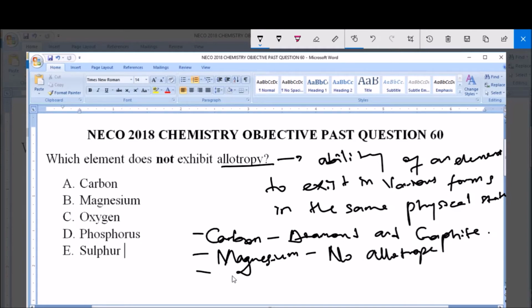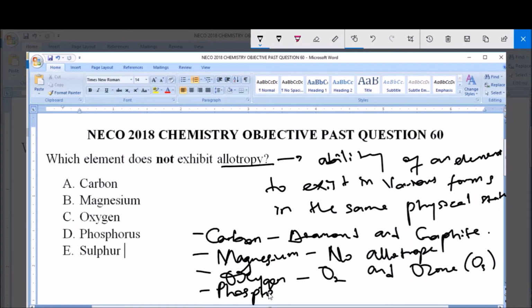Option C says oxygen. Oxygen exhibits allotropy. It has allotropes: the normal oxygen O2 and ozone O3. Now option D says phosphorus. Phosphorus also exhibits allotropy, and these are the white, the red, and black phosphorus.